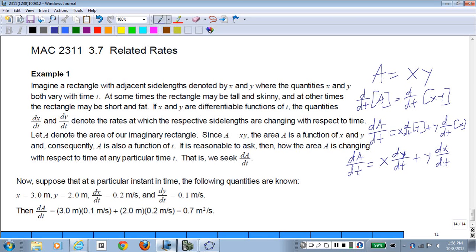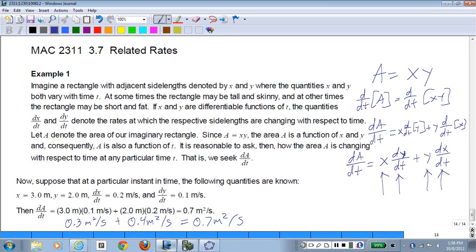Well, if we substitute these values over here, there's the x, there's the dy/dt, there's the y, there's the dx/dt. It's going to be 3 meters right there times 1/10 of a meter per second plus 2 meters right there times 0.2 of a meter per second. And evidently that's 0.3 of a square meter per second plus 0.4 of a square meter per second, which equals 0.7 square meters per second.